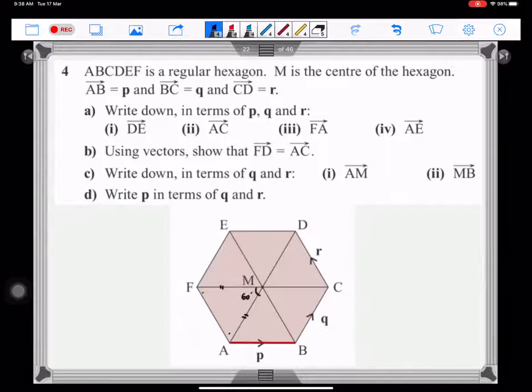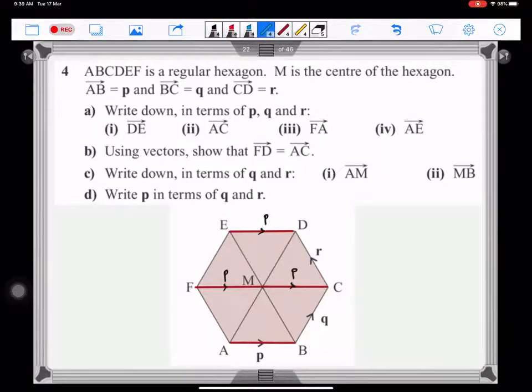I can label all those which could be P. That means, let me remove the angle. This could be P. This could be P, because you can take vectors anyway. This could be P. So this is P, this is P, this is P.